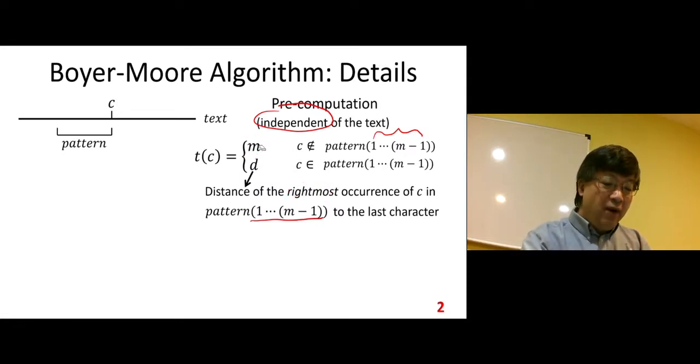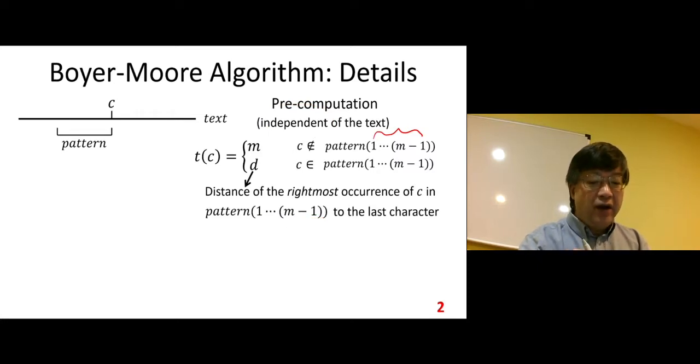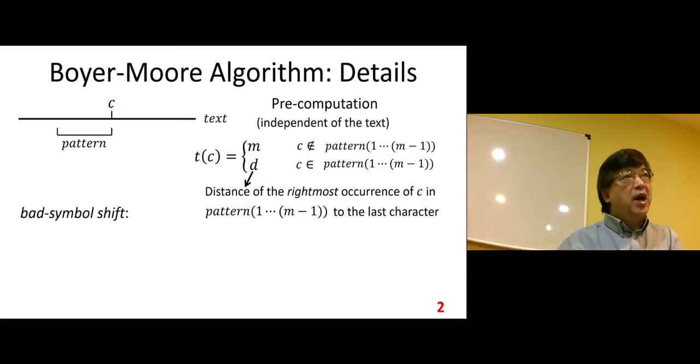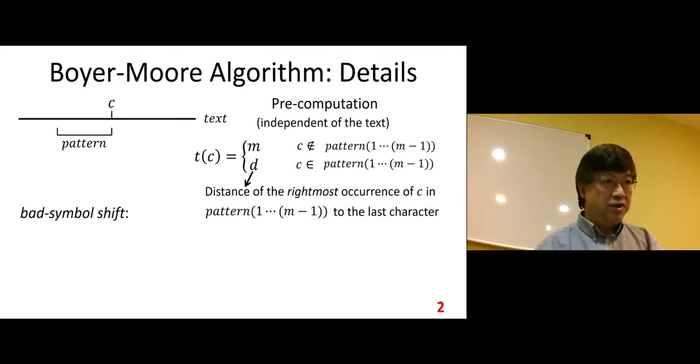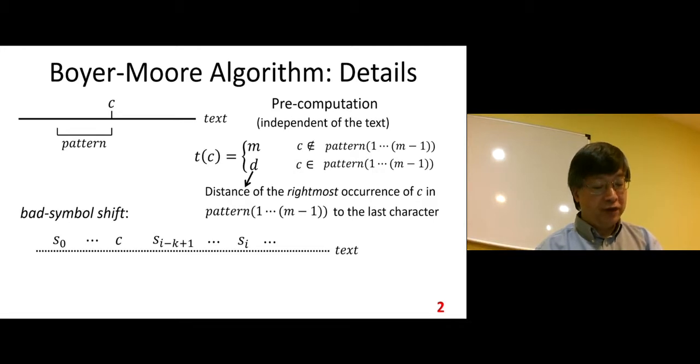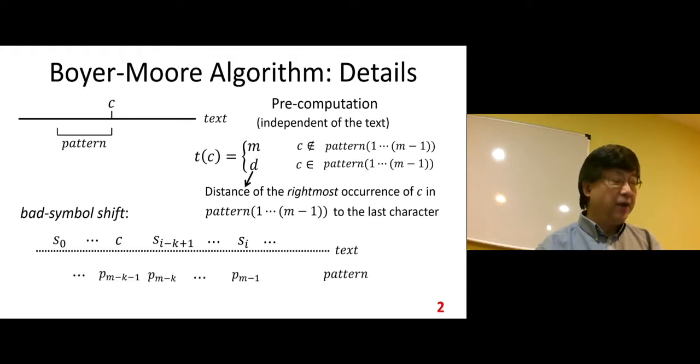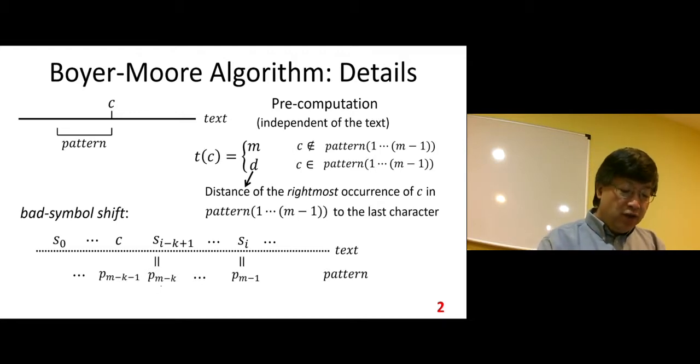So this table can be easily calculated, right? But we are not done yet. We have a lot of work to do. Now we introduce another concept called bad symbol shift. What's that? Let's draw a diagram to describe the typical situation. The text and the pattern are like this. Then let's look at the matching part.